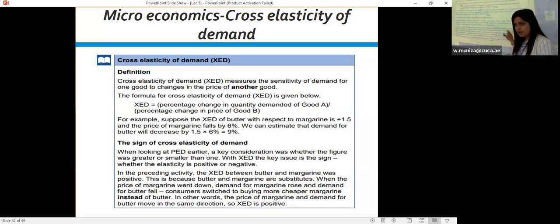Getting my point? So over here, the signs are important. In the case of substitutes, you are going to see the positive correlation. In the case of complements, you are going to see the negative correlation. Let's see.